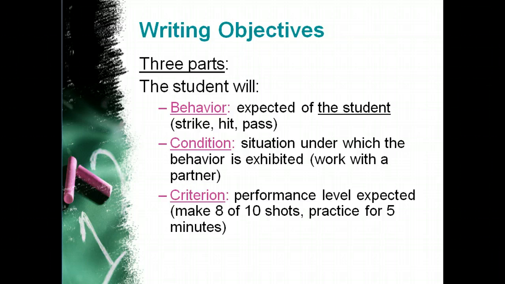A condition is the situation under which the behavior is exhibited. In other words, how are they going to practice that behavior in your lesson? And then the criterion, or the assessment of the objective, is added at the end usually, but not always. It is the performance level that's expected of the student to be able to accomplish that objective. In other words, making 8 out of 10 shots, practicing for 5 minutes, those kinds of things. Very rarely do we ever say, do something 100% of the time. Not even professional players can do something 100% of the time.